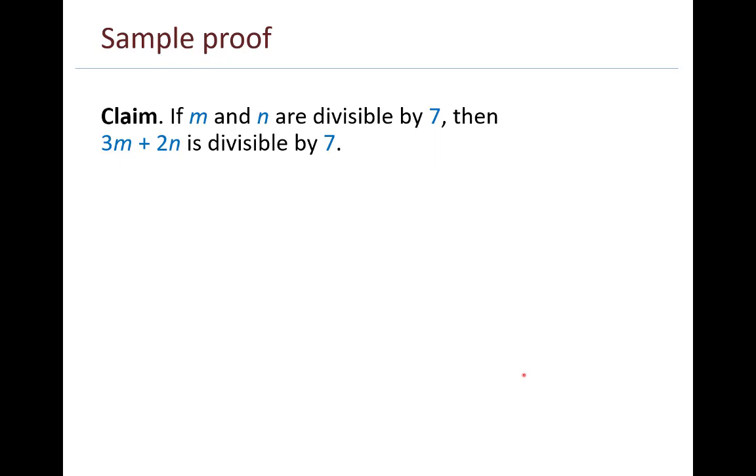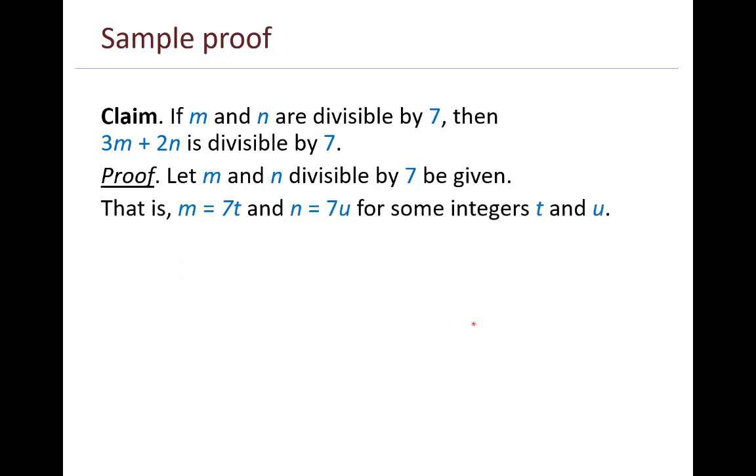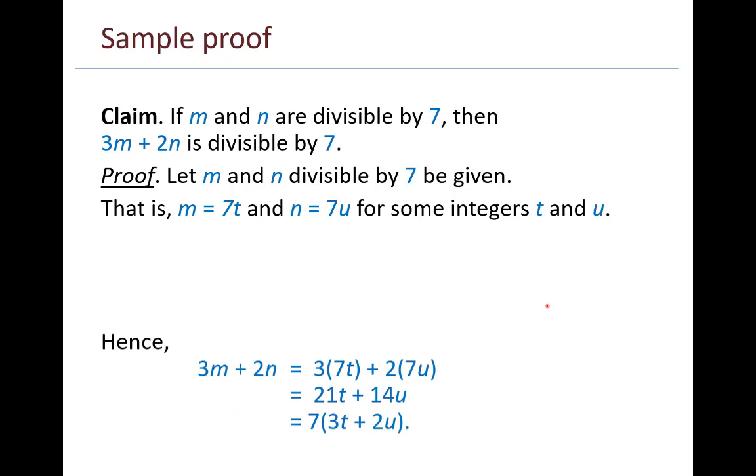Here's a sample proof that uses the divisibility definition. Claim: if m and n are divisible by 7, then 3m plus 2n is also divisible by 7. So in our proof we say let m and n divisible by 7 be given. It's a good start. We define our variables and make sure the hypothesis is satisfied. And then use the definition of divisibility. m equals 7t and n equals 7u for some integers t and u.